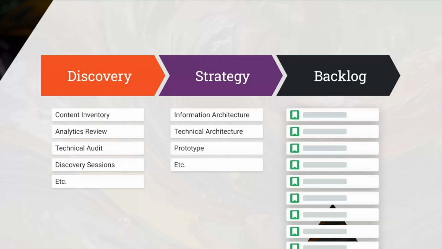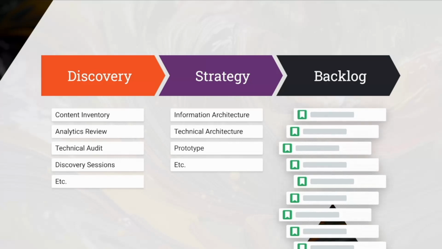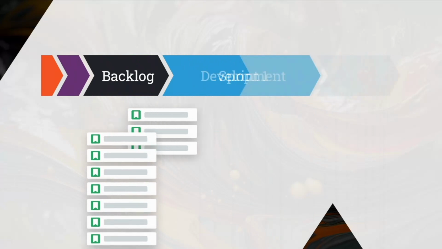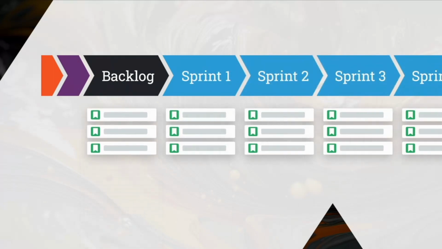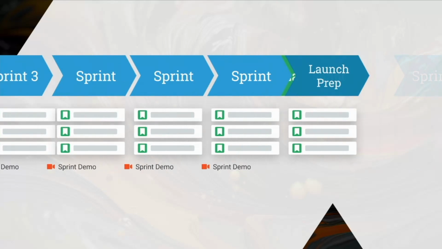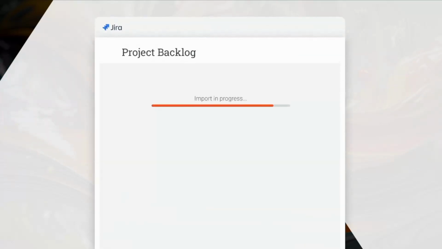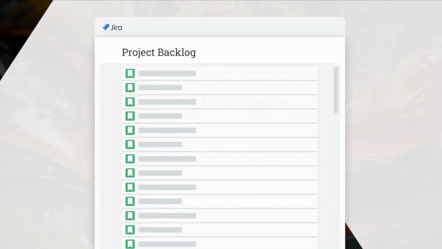Next, we'll identify priorities within the scope of work and order the backlog with the highest priority issues at the top of the list. In development, issues will be pulled into time-boxed sprints starting from the top of the backlog. Sprints follow a consistent cadence and include regular demos to ensure visibility and continued feedback right up to launch. But our first step is to import our stories into Jira, our issue tracking system.